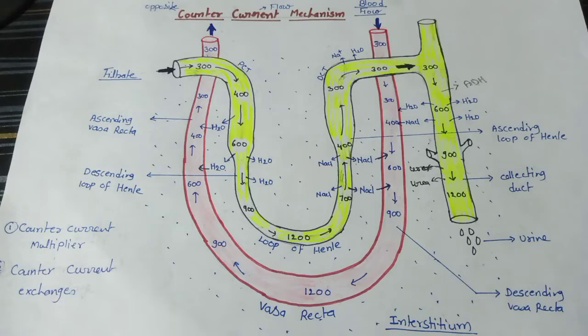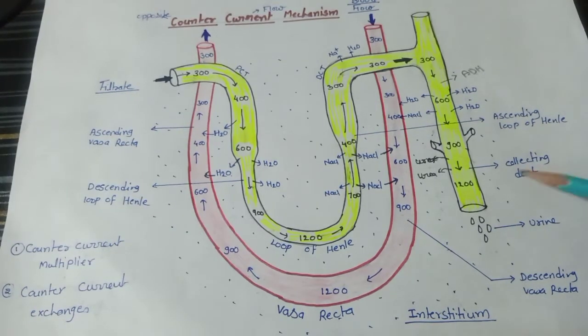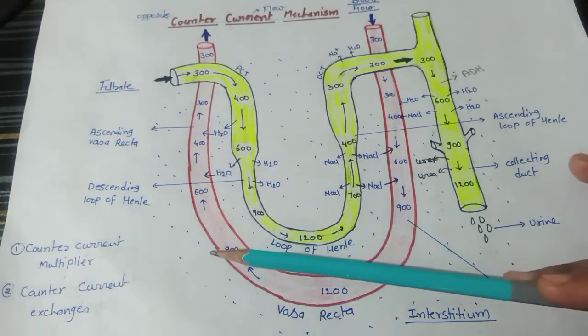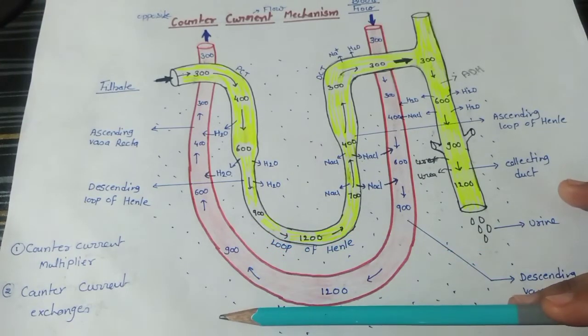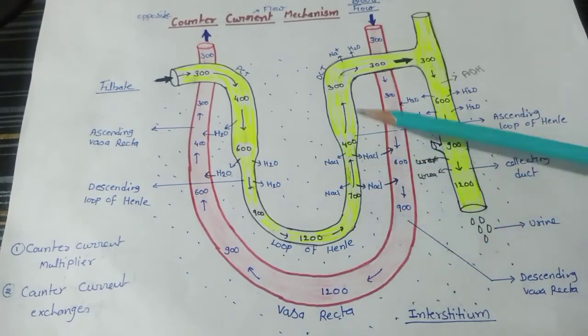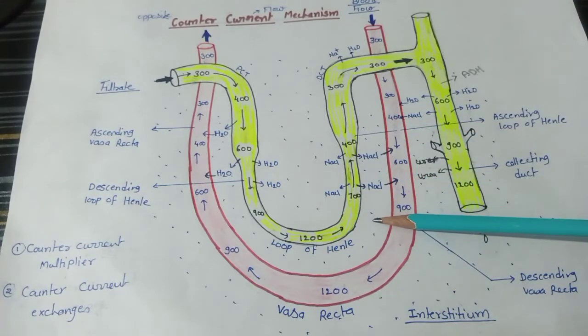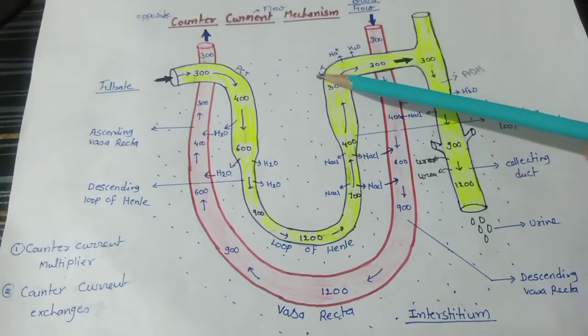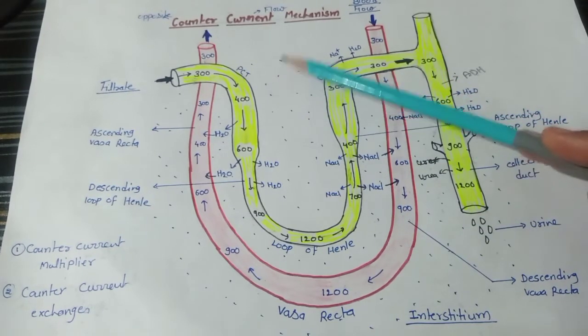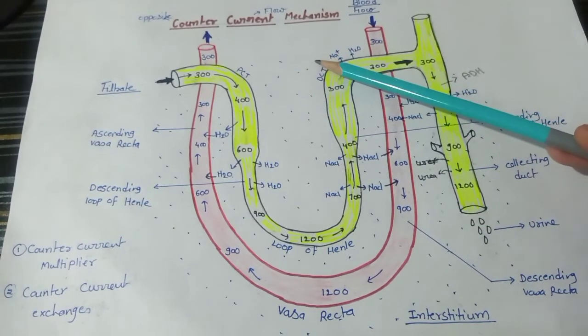When you go a very long time without water, you feel the dehydration problem. So this is all about the counter current mechanism. There are two mechanisms, counter current multiplier and counter current exchanger. This is done in the loop of Henle and vasa recta, and in between the interstitium is present. Okay, the opposite flow is called the counter current mechanism.